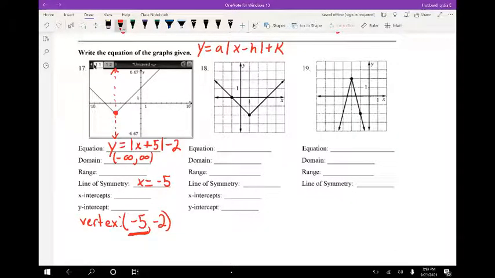And our range, which is from bottom to top, will be from negative 2, because that is our lowest possible y value. And it's going all the way on to infinity.